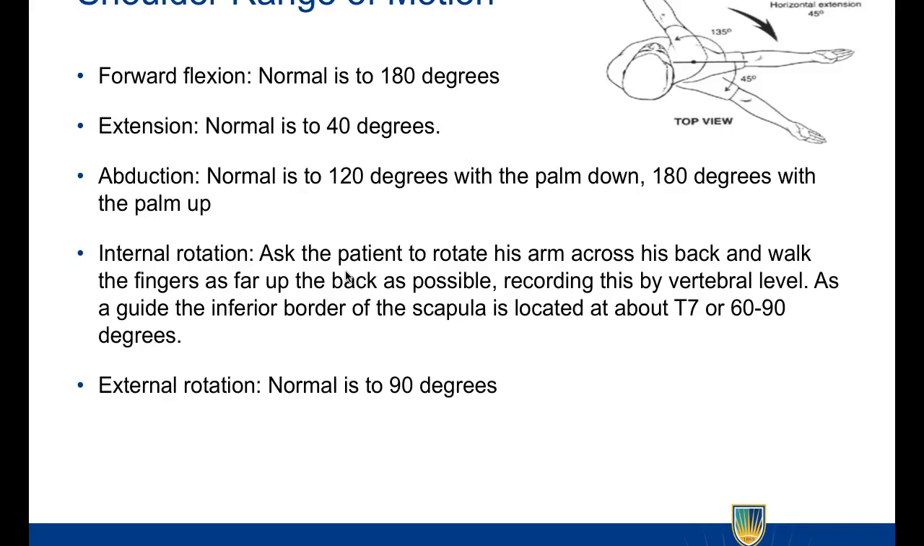Shoulder range of motion. When testing range of motion of the shoulder, keep in mind the following: the forward flexion, normal, is 180 degrees. Extension, normal is to 40 degrees. Abduction, normal is to 120 degrees with the palm down, 180 degrees with the palm up. Internal rotation, ask the patient to rotate his arm across his back and walk the fingers up the back as high as possible. Recording this by vertebral levels as a guide, the inferior border of the scapula is located at about T7 or 60 to 90 degrees. External rotation, normal is to 90 degrees.